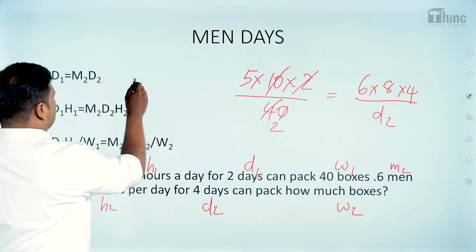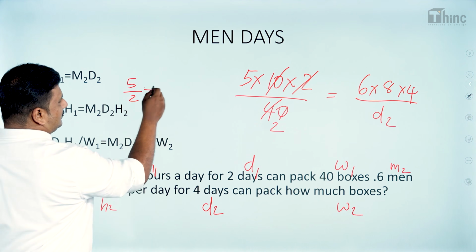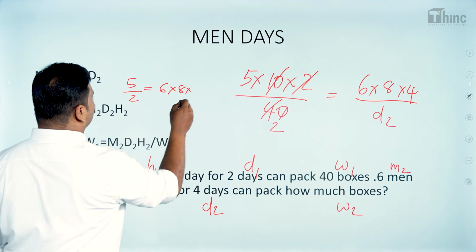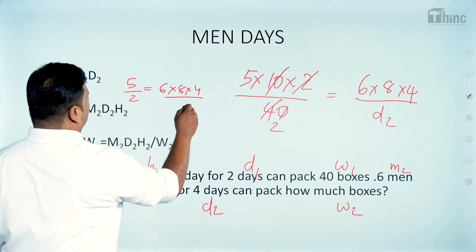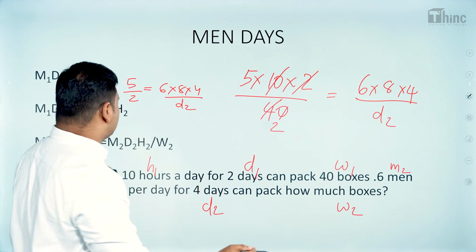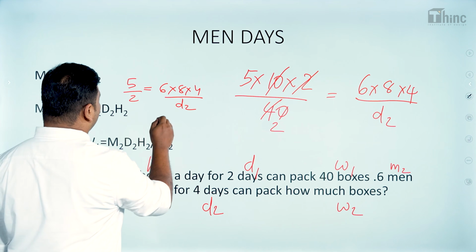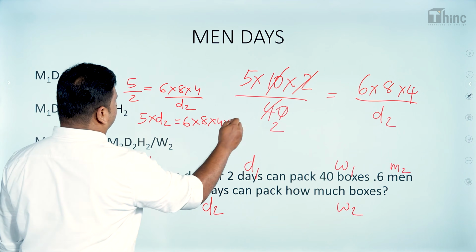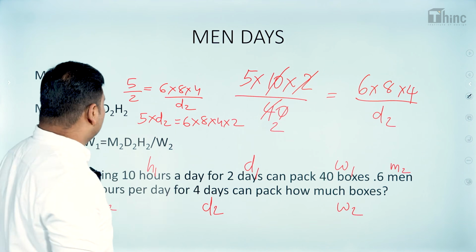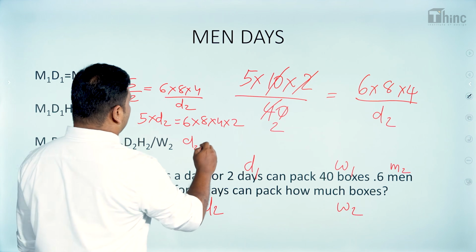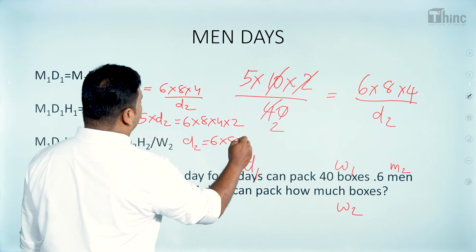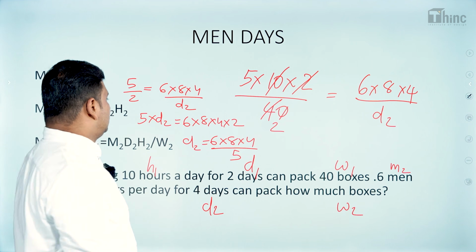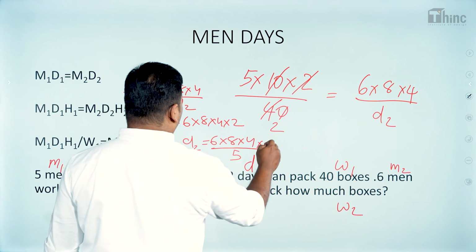Now what will we get? I'm just writing it here. So we are getting 5 by 2 equals 6 into 8 into 4 divided by W2. Now we can cross multiply this. So when we cross multiply, what will we get? 5 into W2 equals 6 into 8 into 4 into 2. Right? And what is the value of W2? It's nothing but 6 into 8 into 4 into 2 all divided by 5.